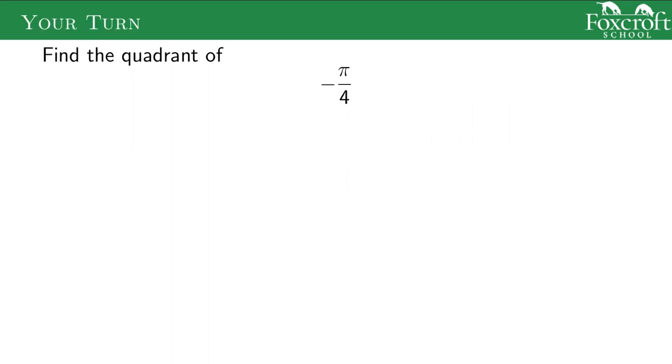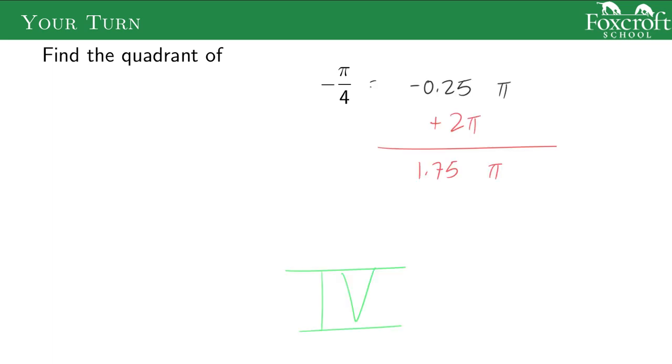All right, so here's one for you to try on your own. What quadrant is negative pi over 4? And in this case, you get that it's in quadrant 4. So for negative pi over 4, you just rotate down like that, and that's in quadrant 4.